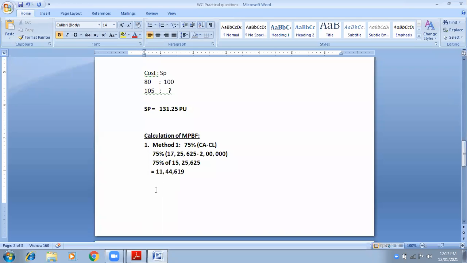Is it clear? See ma'am, how simple it is. 11 lakh 44,619 ma'am. Sorry ma'am, sorry. So it is 15 lakhs 25,625 into 75 percentage. 11 lakh 44,219. That's correct. It is 219, not 619.